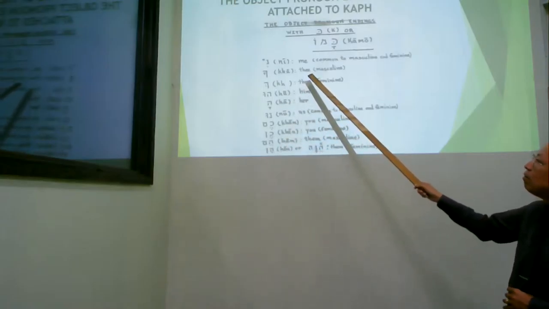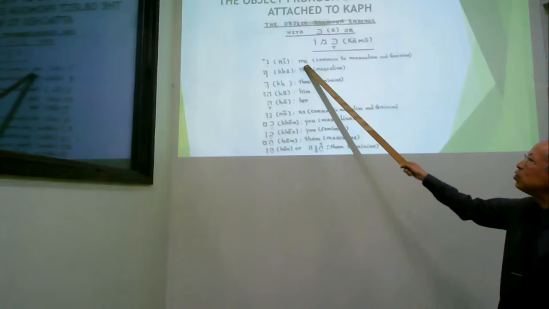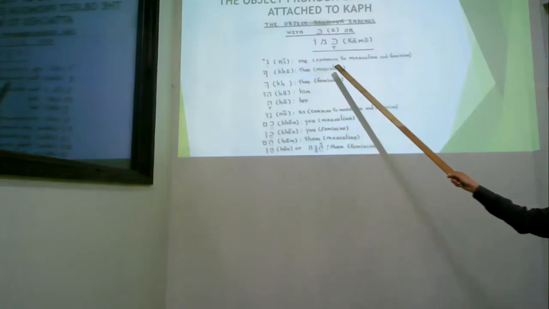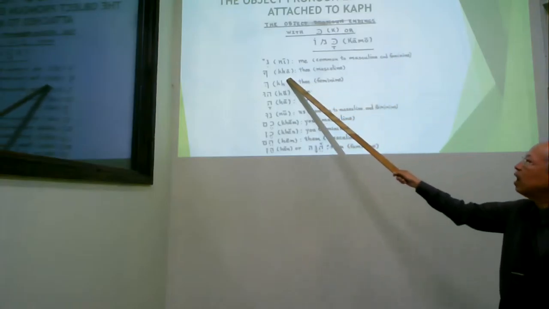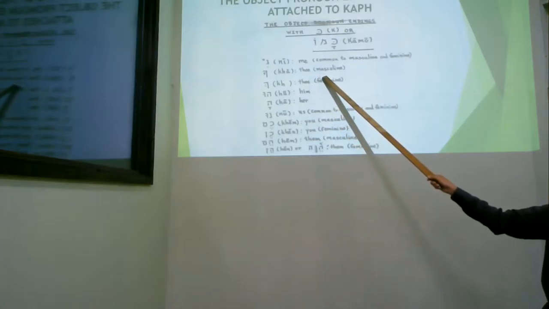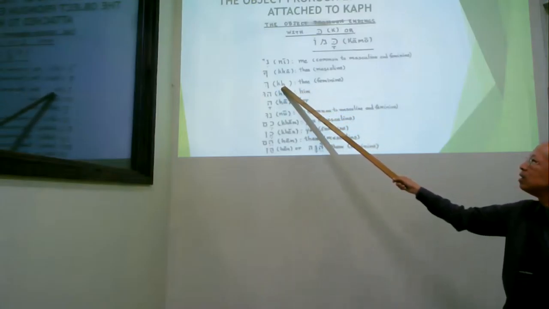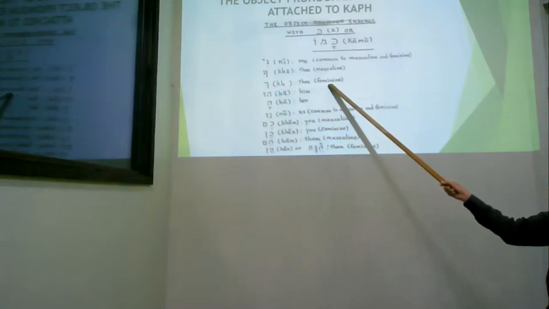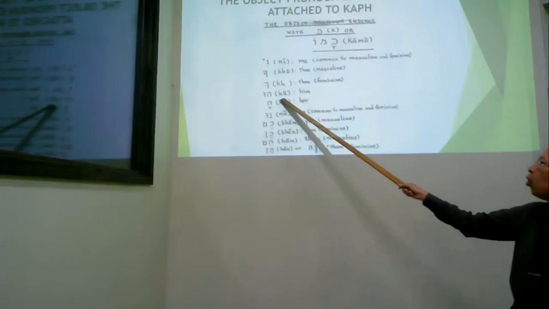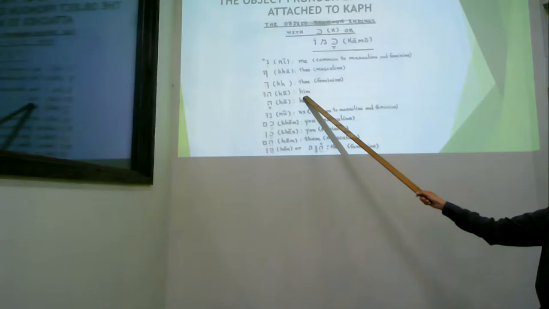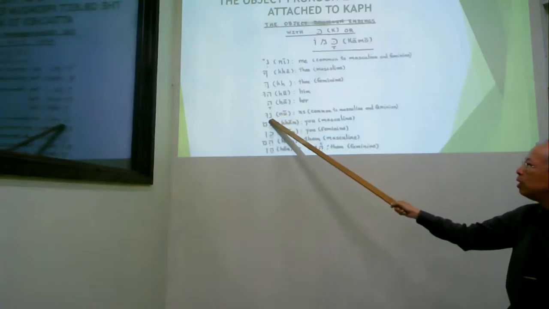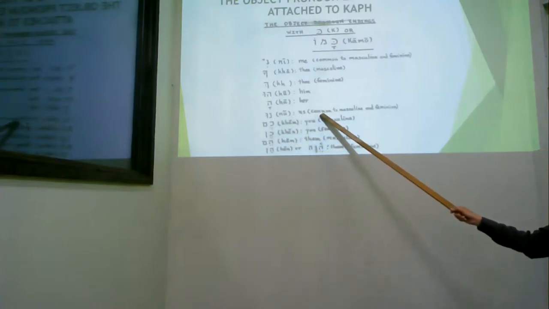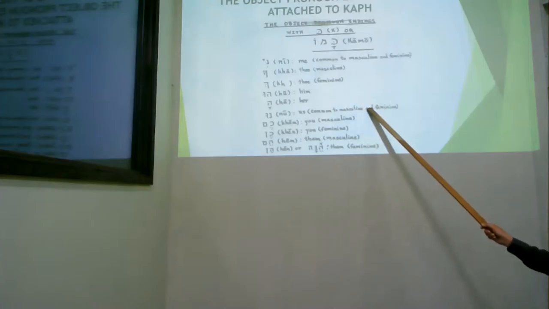So here they are. Ni means me. It's common to both the masculine gender and the feminine gender. Ka means thee, and it is referring to the masculine gender. K means thee, it is referring to the feminine gender. Hu means him, ha means her, nu means us, it is common, just like me, to masculine and feminine genders.